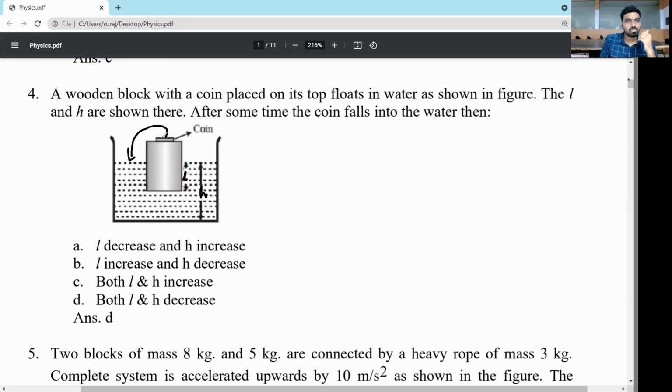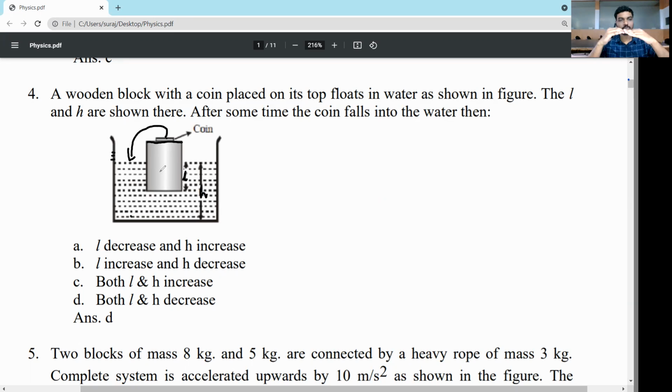The coin volume is very, very less. So due to the coin, there won't be any rise in water level because the volume is very less. But as the coin has fallen inside the water, the mass on the top of the wooden block will decrease.